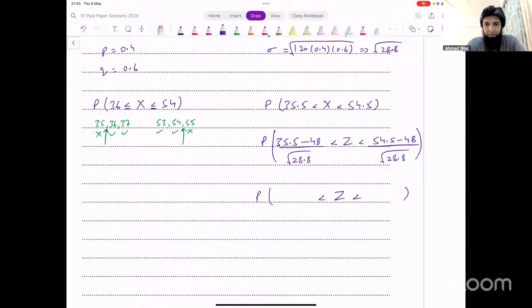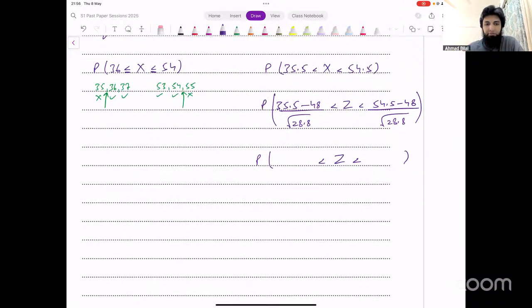What do we do now? What do we get from this? Anyone? Z values. They should be written correct to 3 decimal places. What are you getting? Okay. Minus 2.329 and 1.211. Okay, good. 1.211. These are the two values of Z that we're getting.